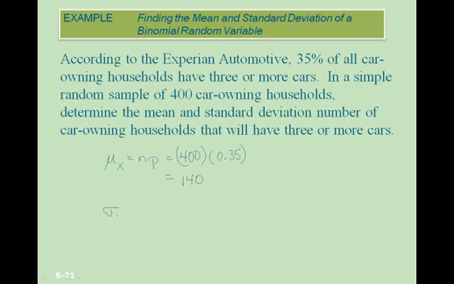Our standard deviation is equal to the square root of n times p times 1 minus p. So we have the square root of our 400, which was our sample size, times p, which was 0.35, times 1 minus 0.35. And we'll get a value of approximately 9.54.